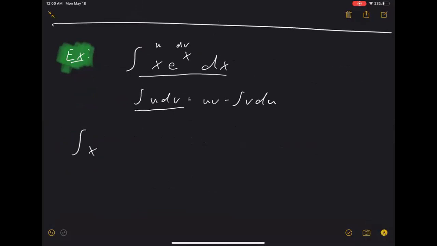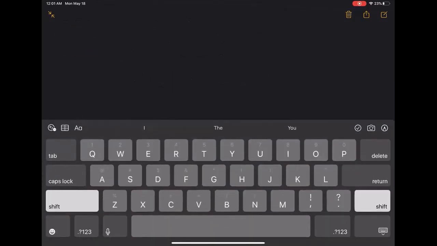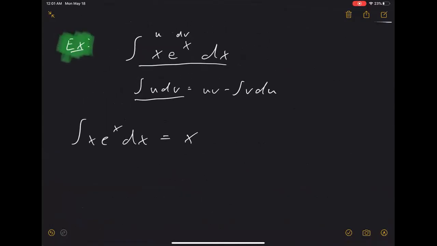Okay, let's just write this again. What should be on the other side of my equal sign? What's uv? Well, u is just x, and if e to the x is dv, what's v? What's the antiderivative of e to the x? Well, that's just e to the x again.